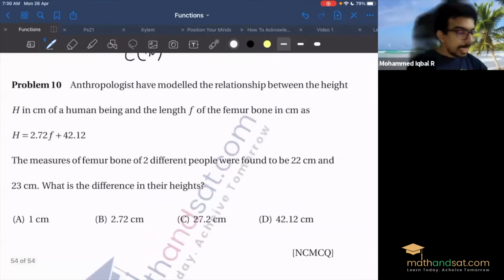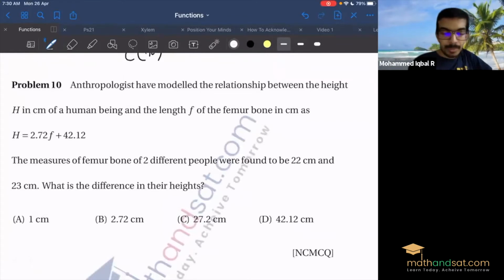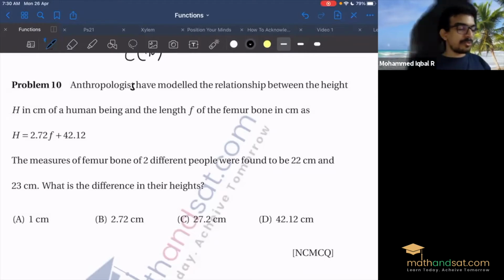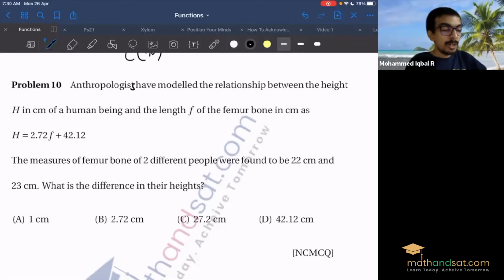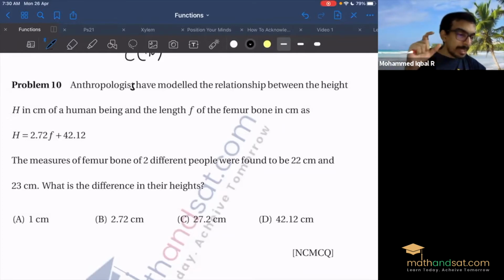Again, do not get intimidated by the statement of the question. Anthropologists have modeled the relationship between the height h in centimeters of a human being and the length f of the femur bone, that is the thigh bone, in centimeters as h equals 2.72 f plus 42.12. So there is a relationship between the height of the human and the length of the femur. Femur is the thigh bone.